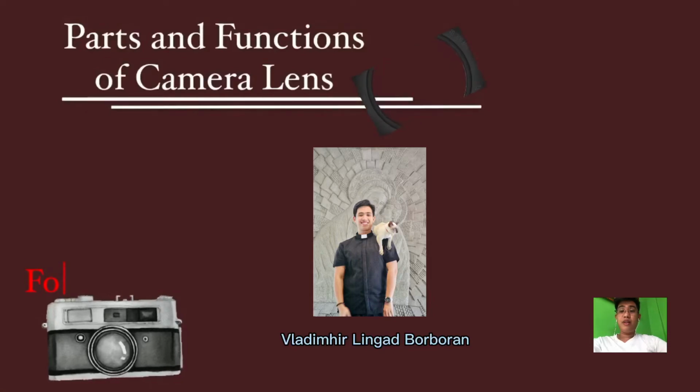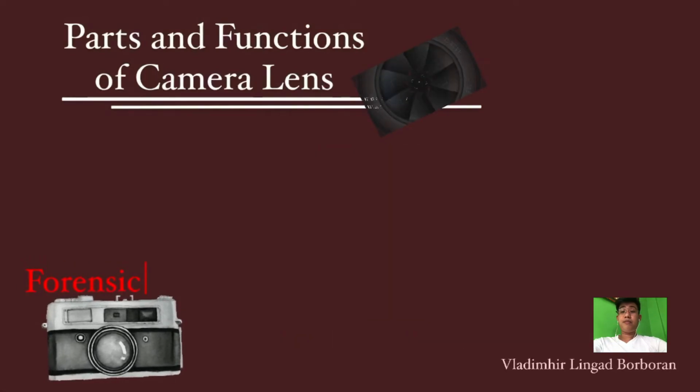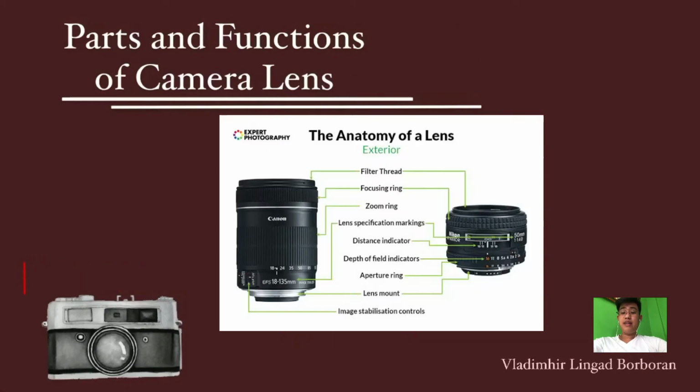Good morning everyone. For today's video, we will talk about the parts and functions of camera lens. For the parts of our camera lens, we have filter thread, a focusing ring, zoom ring, lens specification markings, a distance indicator, depth of field indicators, aperture ring, lens mouth, and image stabilization controls.